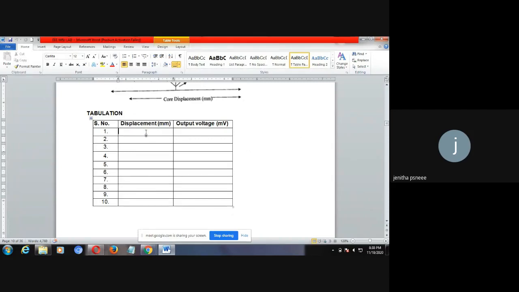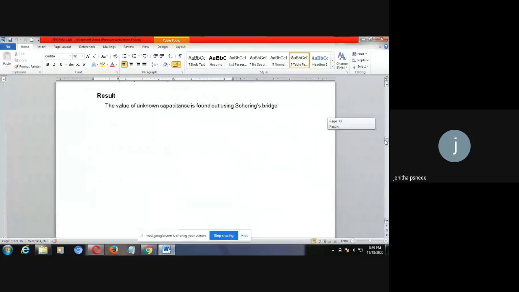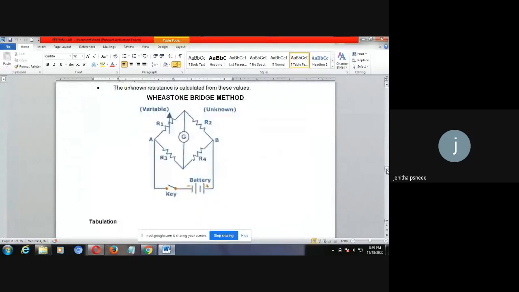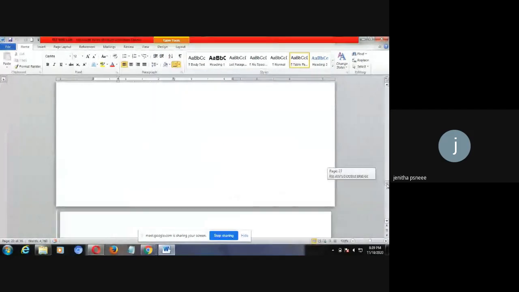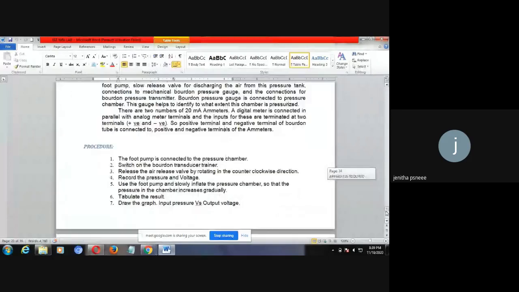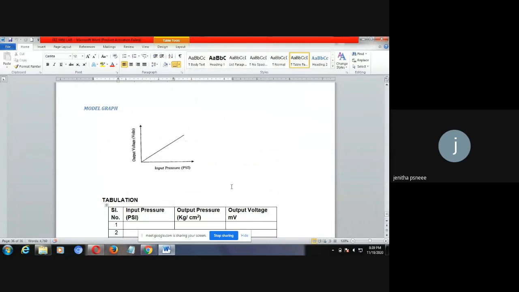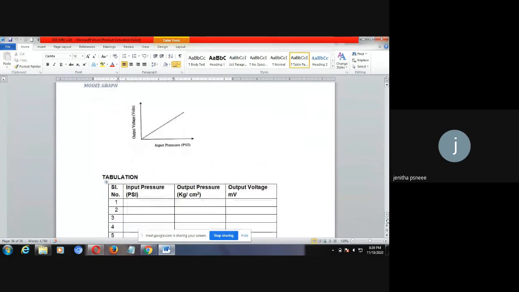In pressure measurements, you'll be doing the experiment with the Bourdon tube. What is a Bourdon tube? See here, I will show you the experiment. The Bourdon tube is also the same thing. The difference in the tabulation is that you'll be taking input pressure, output pressure and output voltage. Similarly to displacement, you'll be taking readings for pressure.